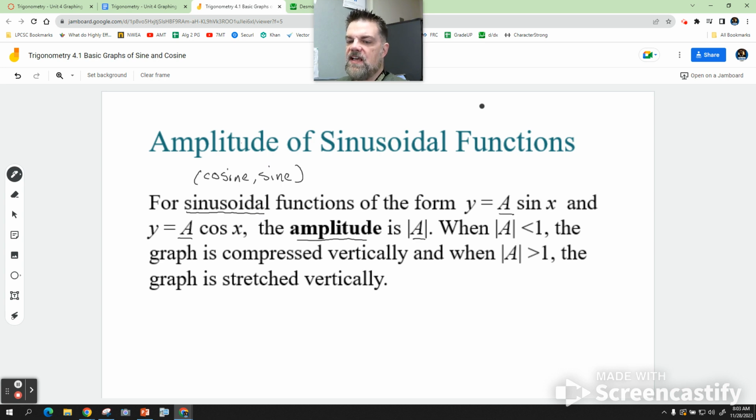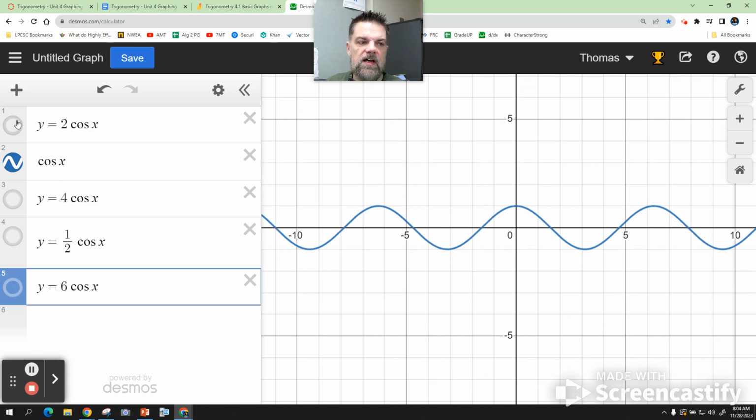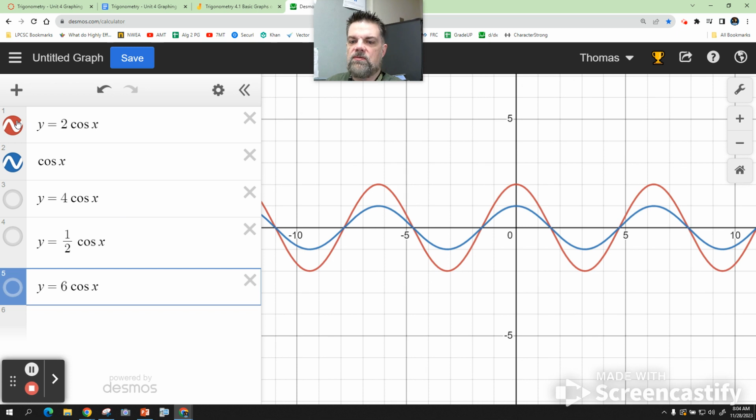Now, here are some things you should know. When A is less than 1, the graph is compressed vertically. When A is greater than 1, it's stretched vertically. So what we did was, I had cosine, and when I put a number in front of it, like 2, it stretched it. When I put 4, it stretched it more. When I put 6, it stretched it even bigger. So let's look at that real quick. Here it is at 2. See how it stretched it? Here it is at 4. Here it is at 6.